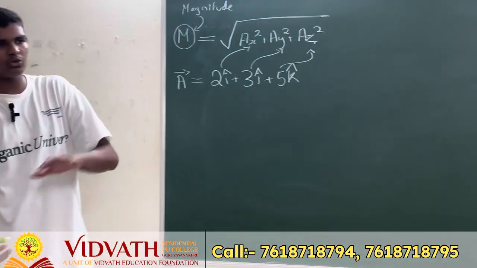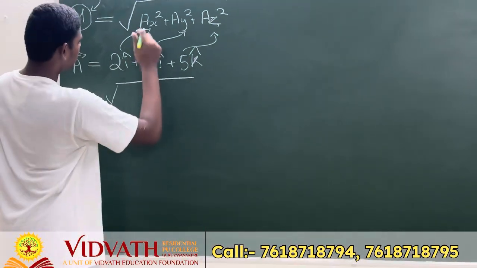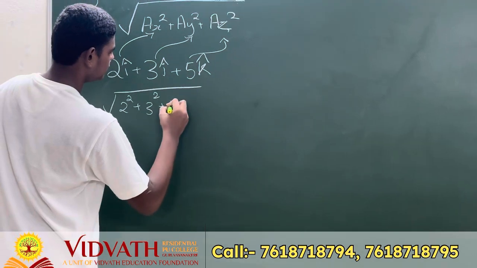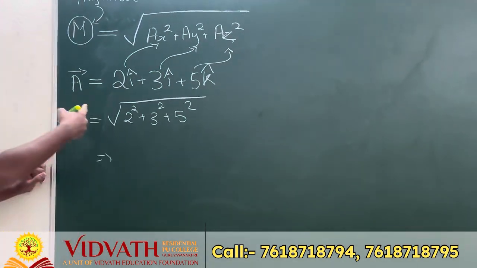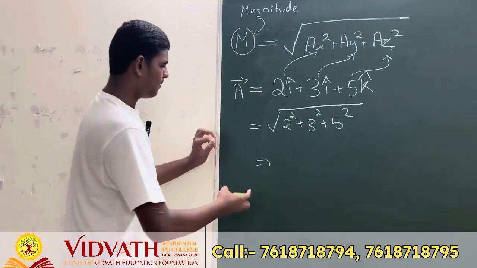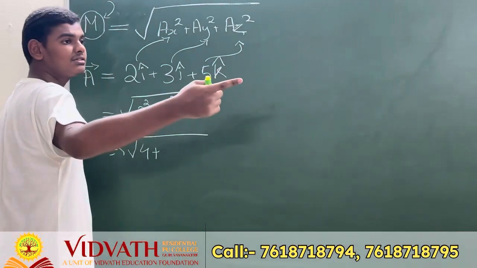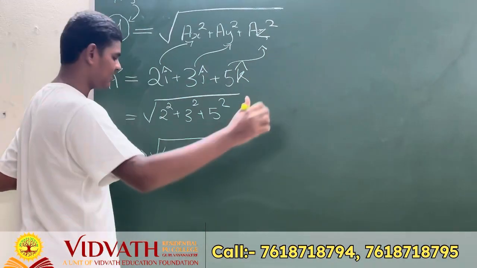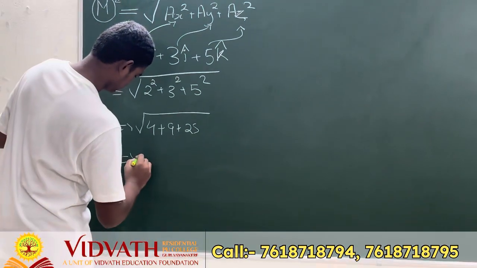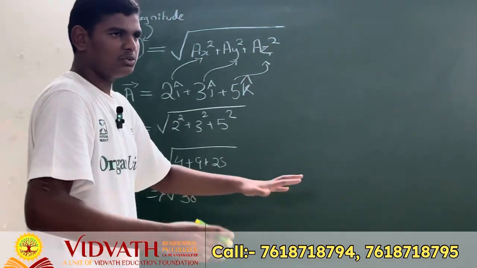Now, can someone help me to solve this? If we go through the easy way, whole root 2 square plus 3 square plus 5 square. So what's the answer that we are getting here? Anybody please calculate and just give me the answer. The answer is root 38, exactly correct. 4 plus 9 is 13 plus 25, which results in whole root 38. Okay. This was one thing that was done by me.